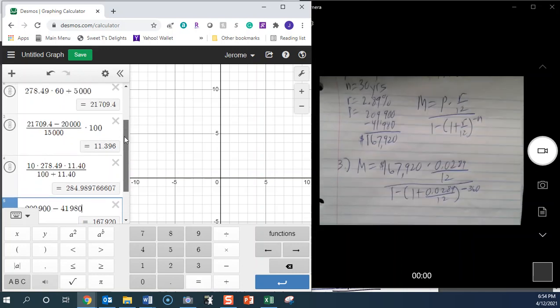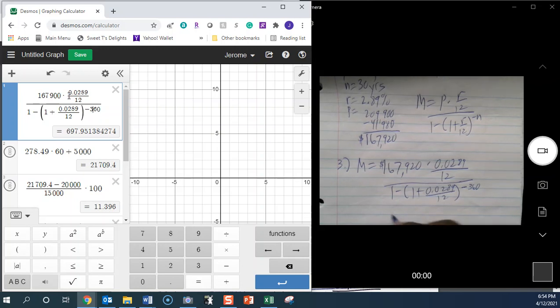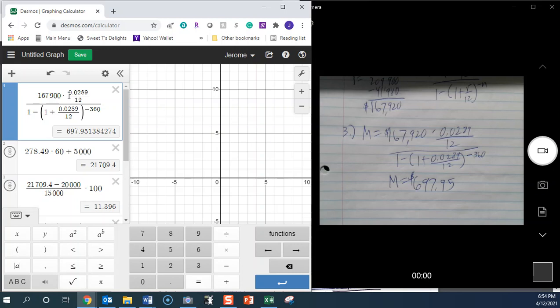So what we could do, we could go back up here. That's why I like Desmos. We could change these values here, instead of reinventing the wheel. 167,900. Then our numerator here would be 289, and then this would be a negative 360. So our monthly payment would be $697.95. That's our monthly payment. Now, that's number 3.